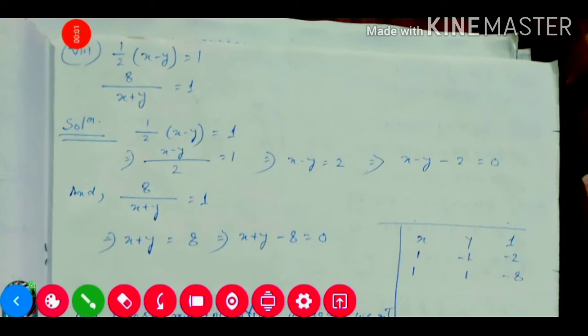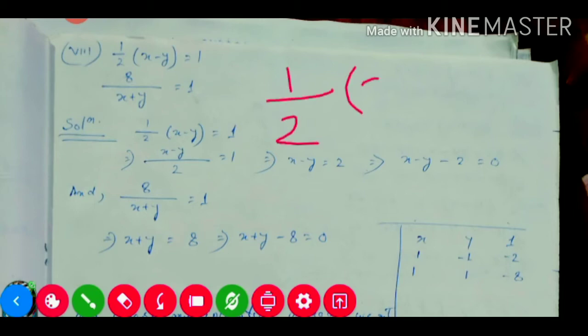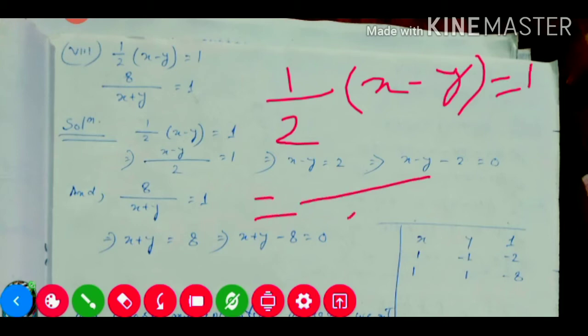Question number 8. Equation number 1 is given: 1 by 2 into x minus y is equal to 1. This one is equation number 1. And this one is 8 divided by x plus y is equal to 1, it is equation number 2. So it is not so difficult, it is very easy. So this one, see, x into x minus y is equal to 1. So this portion we will take like this. So it will be x minus y.